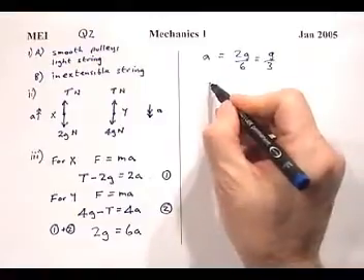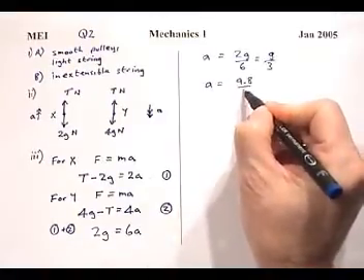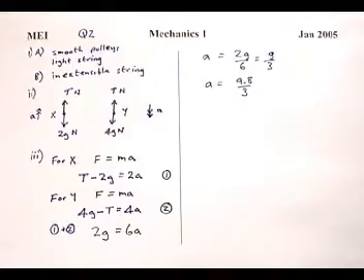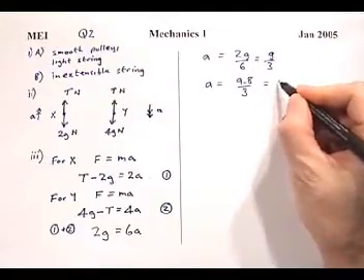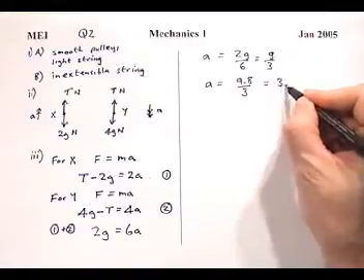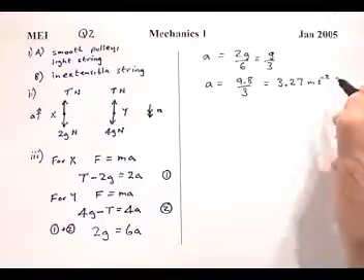Now at this point we can put in that a is equal to 9.8 divided by 3, since we've taken g to be 9.8, meters per second squared. And to 3 significant figures, that comes to be 3.27 meters per second squared.